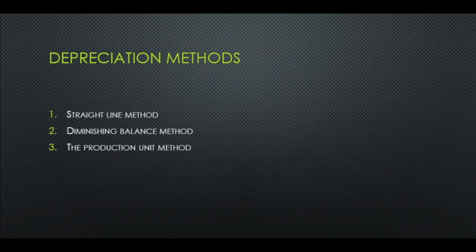We have three different depreciation methods, namely the straight line method, the diminishing balance method, and the production unit method. We're going to discuss the second one and the third one. The video on depreciation explains in detail how you account for the straight line method.